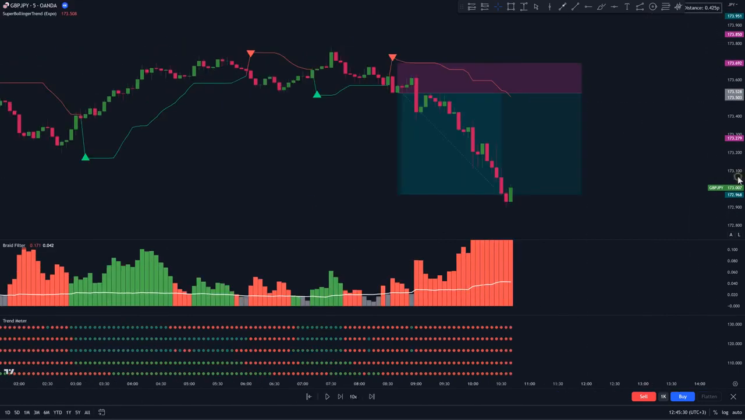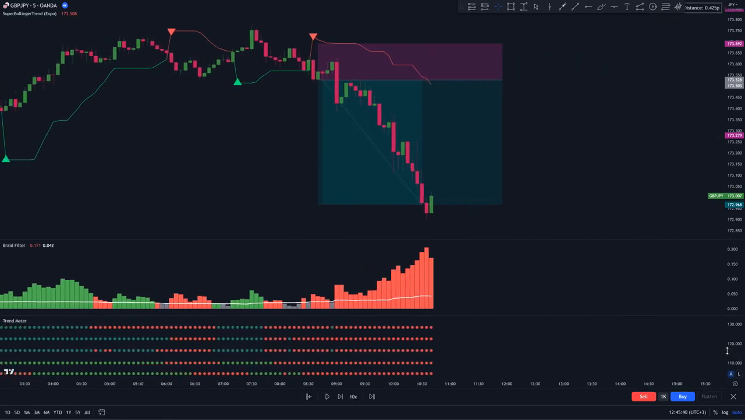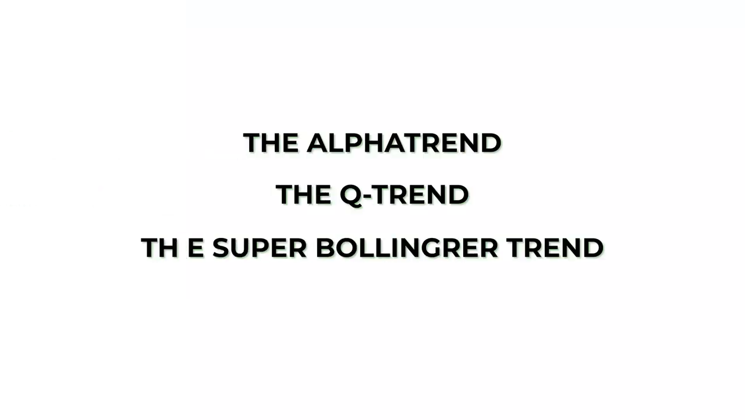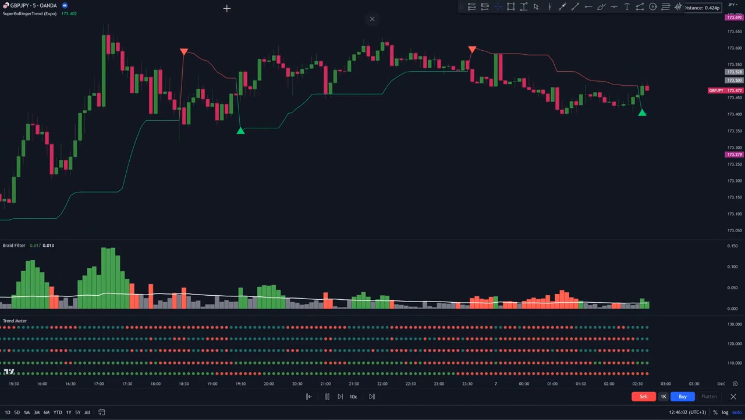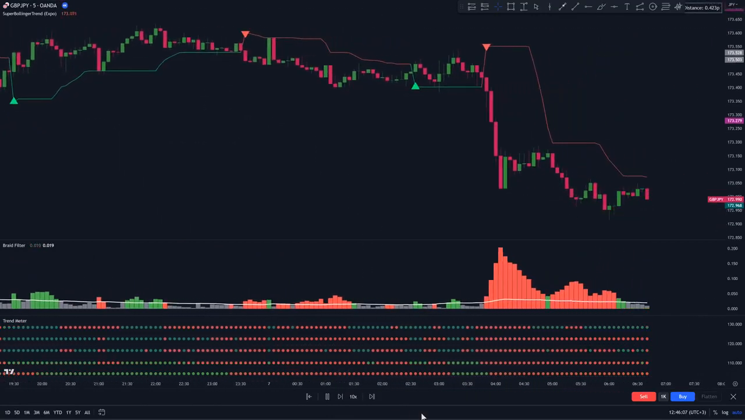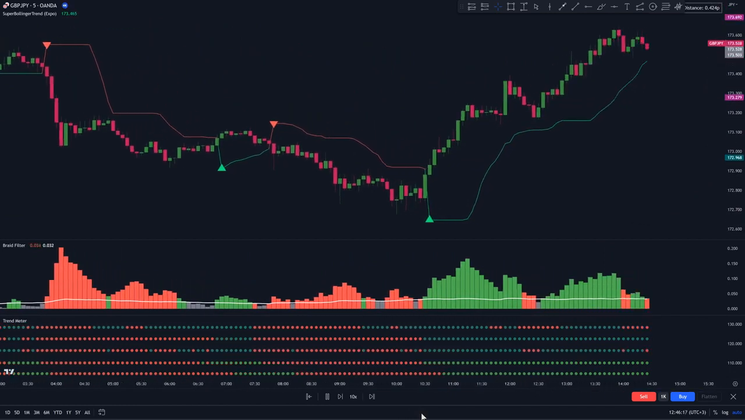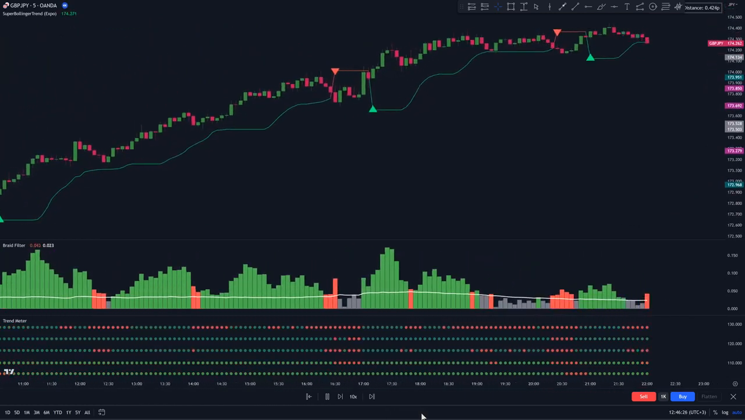And there you go. Those were my top 3 buy-sell indicators that can help you predict exact trade entries. The Alpha Trend, the Q Trend, and the Super Bollinger Trend, each with their unique features, provide powerful tools for your trading arsenal. Coupled with additional confirmation tools like the market bias, the braid filter, and the trend meter, these buy-sell indicators can significantly improve your trading performance.